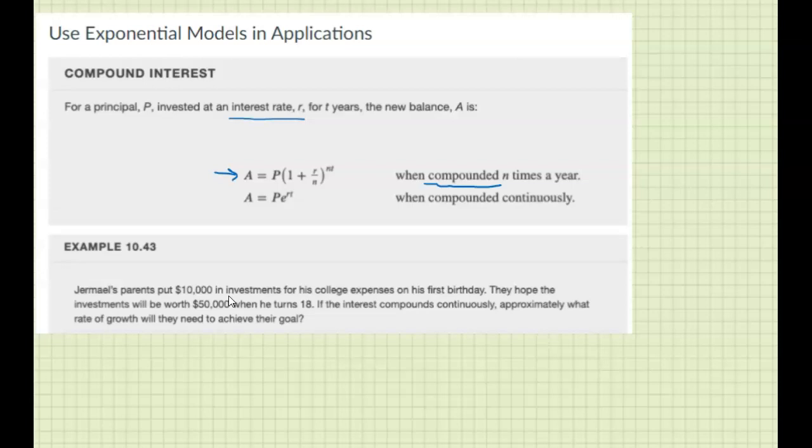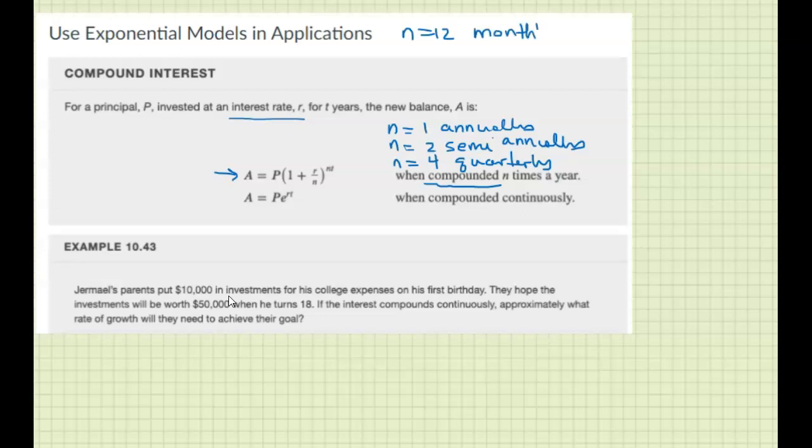N could be lots of things. N is 1 if it's compounded annually. N is 2 if it's semi-annually. N is 4 if it's 4 times a year, which is quarterly. N is 12 if it's 12 times a year, or monthly. And N equals 365 if it's compounded daily, every day.